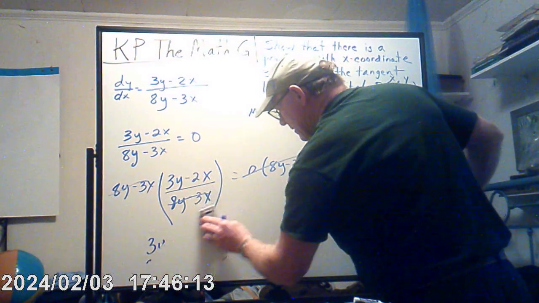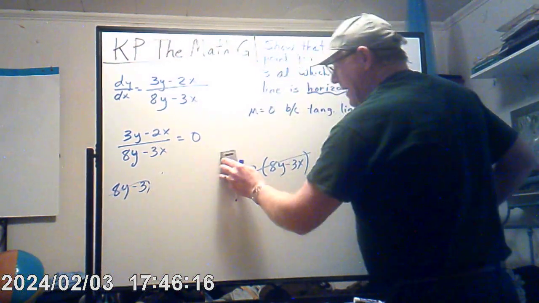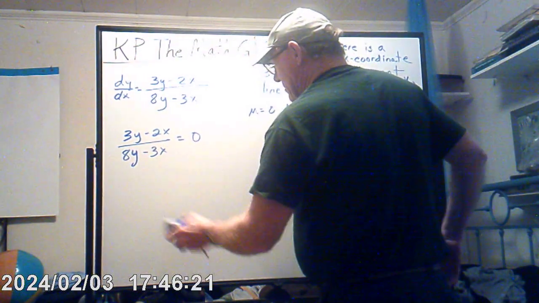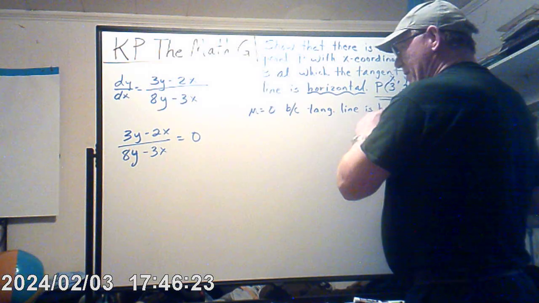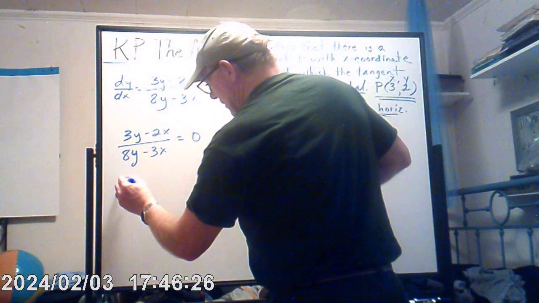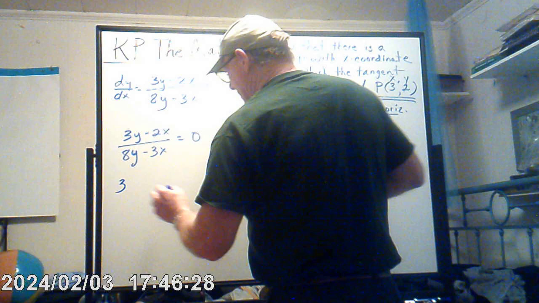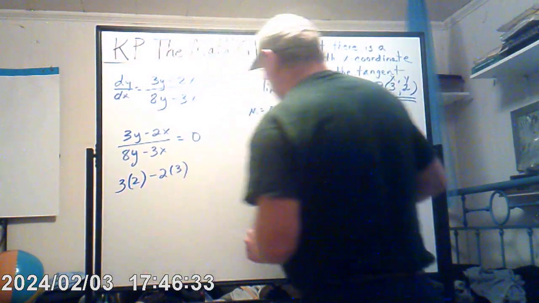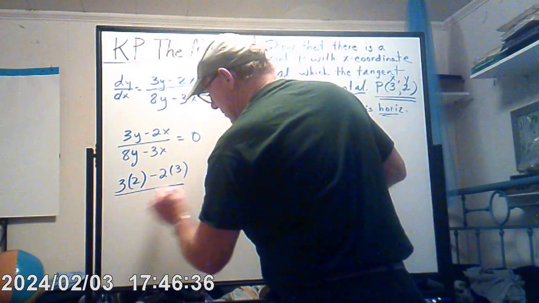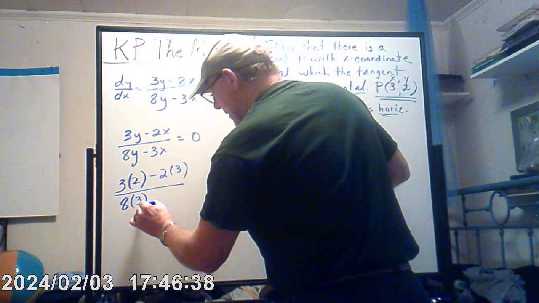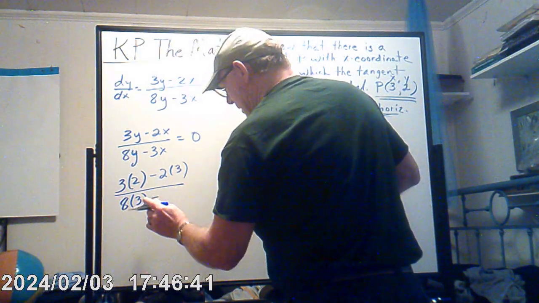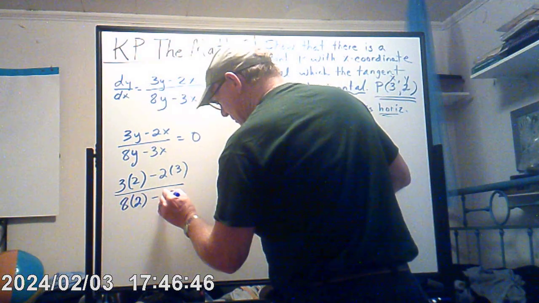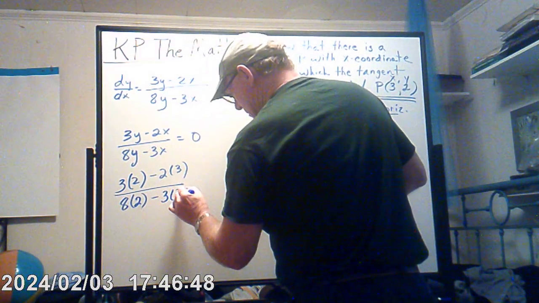Alright. It helps to know that that x value is 3, right? So in seeing that, we can just simply plug in the 3 and the 2. Let's see, 2 is y and 3 is x. Minus 2 times 3, over 8 times 2 minus 3 times 3.